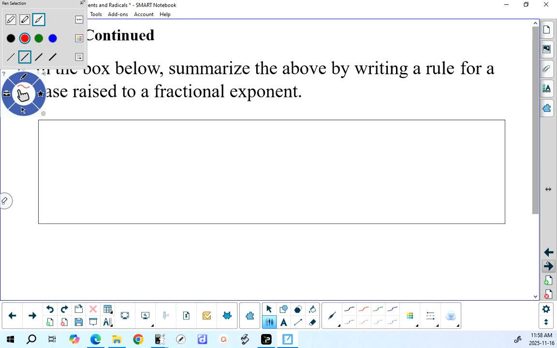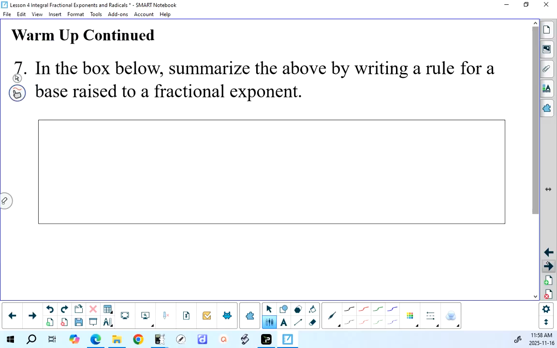What have we learned from all of these warm-ups? It says in the box below, summarize the above by writing rules or a rule for a base raised to a fractional exponent. Well, I'm just going to start off with the basic rule, which says that when you have a base raised to 1 over n, that is going to be the nth root of the base. In other words, we learned in the first set of warm-up questions, if the exponent is 1/2, you take the square root of the base. If the exponent is 1/3, you take the cube root of the base.